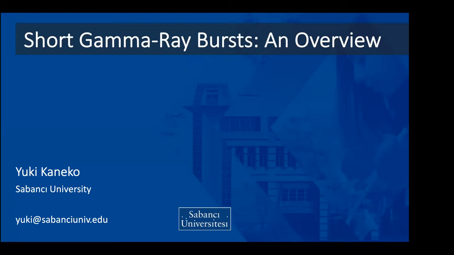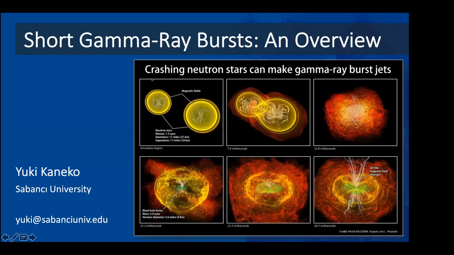Some of you may be wondering, if you're not familiar with short gamma ray bursts, what's the connection between a neutron star and gamma ray bursts? I'll try to make that connection, but later today you will be listening about the merger of neutron stars and also the CNM. I think after this, we'll be talking about the afterglow of gamma ray bursts. So I will focus on observational points of view, observational facts from the gamma ray observation point of view, okay?